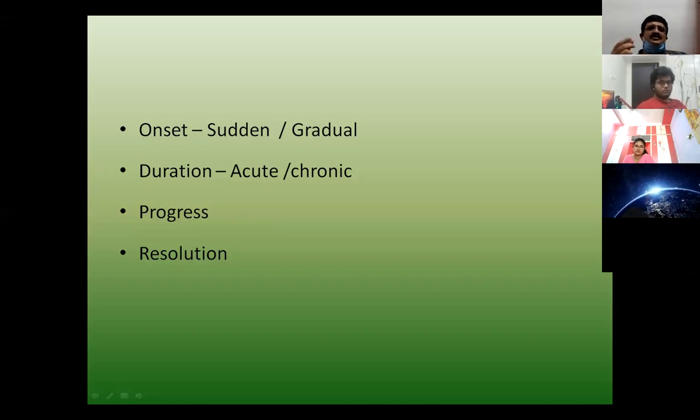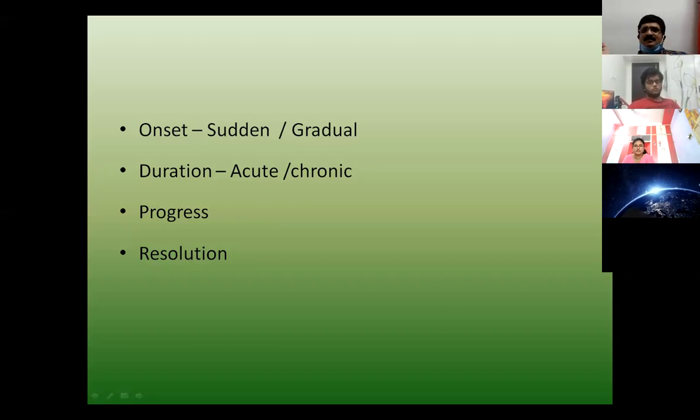Suppose the patient comes to you and says, "Sir, I have a nose block, I have an ear pain, I have a throat pain." These are all the clinical symptoms. So this is the basic difference between the symptom and a sign. Whenever the patient comes to you with a clinical symptom, you are supposed to ask the patient in terms of onset of clinical symptom. Onset means how it has originated.